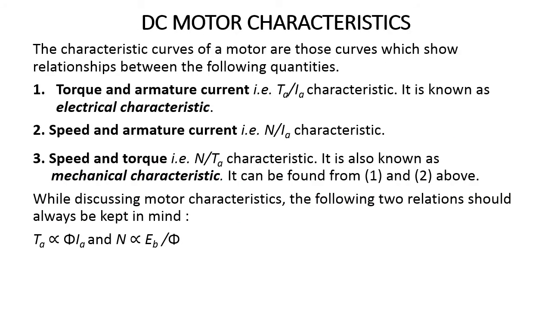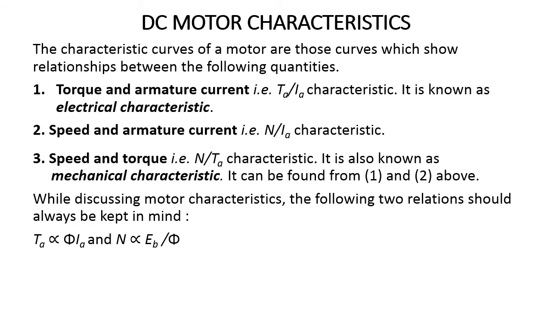The next topic is DC motor characteristics. The characteristic curves of a motor are those curves which show relationships between the following quantities. The first is the electrical characteristic, drawn between torque and armature current, that is Ta versus Ia. The second is the characteristic between speed and armature current, that is N versus Ia. The third is the mechanical characteristic, drawn between speed and torque, that is N versus Ta, which is found from the first and second.